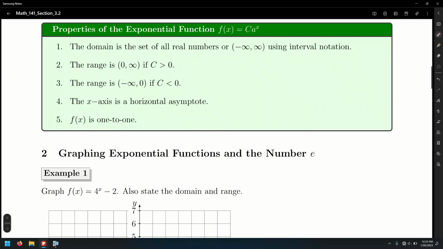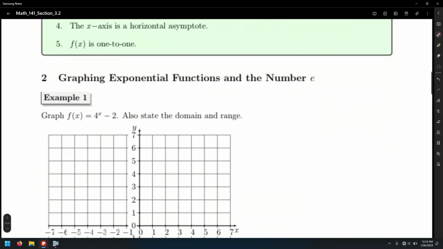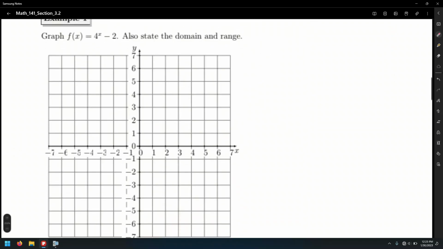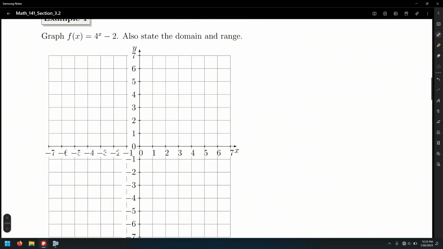Well, we're going to graph exponential functions, and we're going to talk about the number e. Well, 4 to the x minus 2. So they're asking us to graph this function, 4 to the x minus 2, and also state the domain and the range. All right. So, as you could tell from the previous examples, it's not that easy to graph exponential equations, especially because these functions get really, really big very rapidly or get really, really small very rapidly, and it's kind of hard to plot those decimals or plot those big numbers.